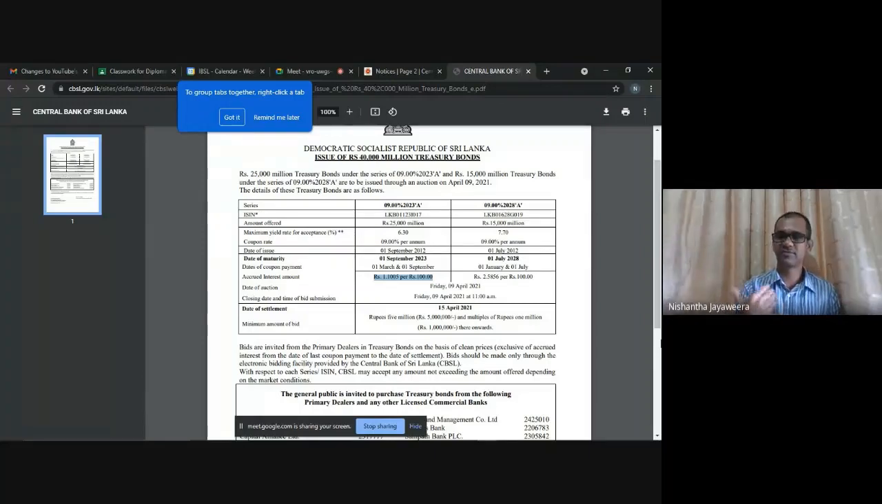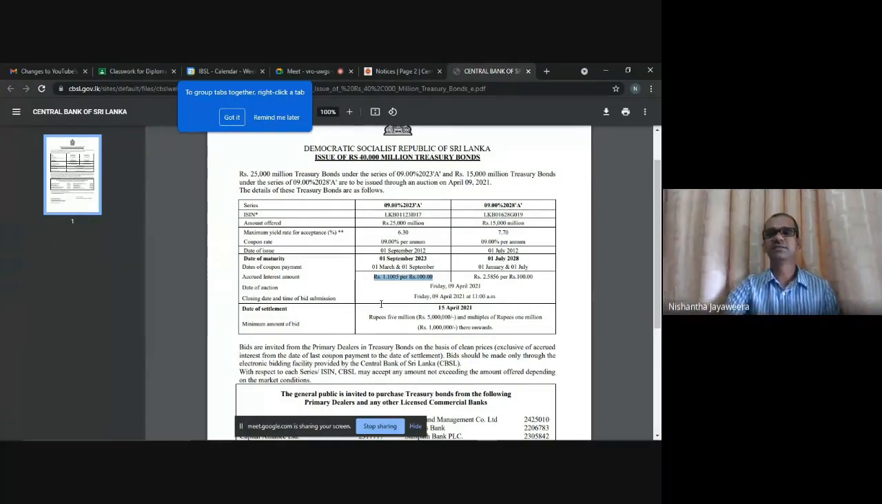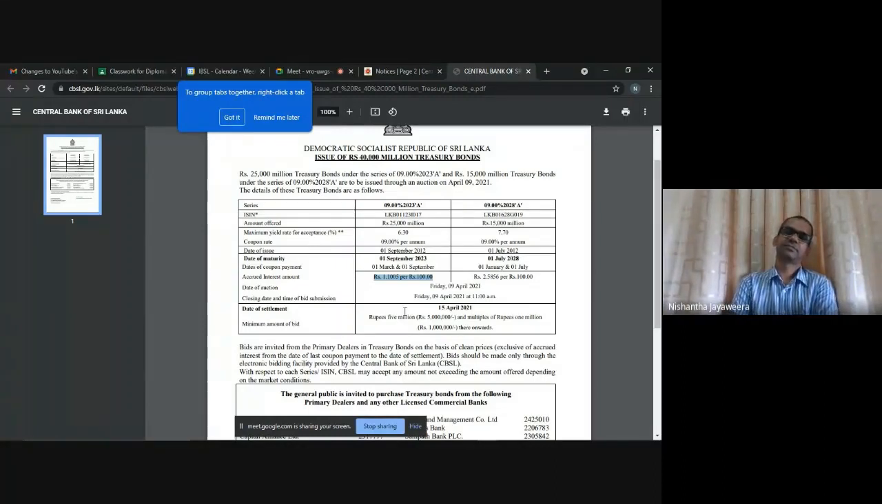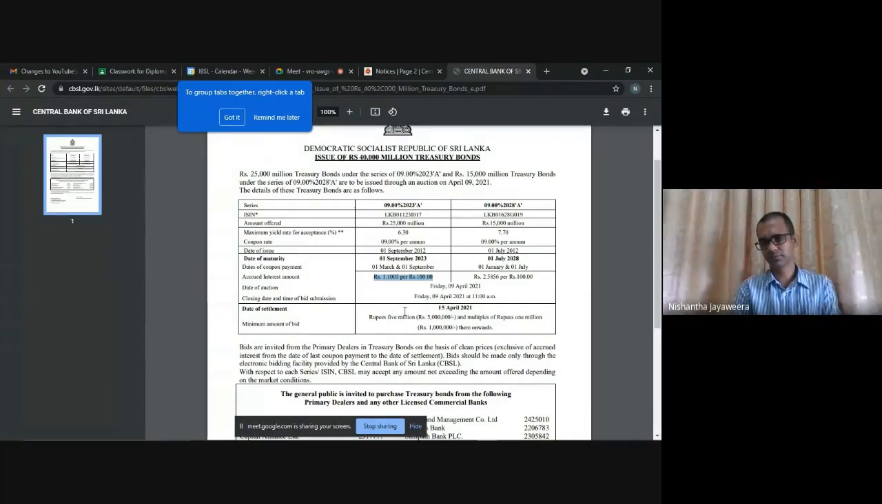Then once you bid, and if it is accepted, based on the bid amount, you have to pay the clean price plus this accrued interest. Clear? Is it clear?